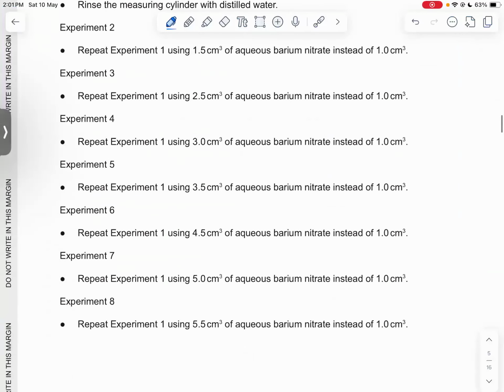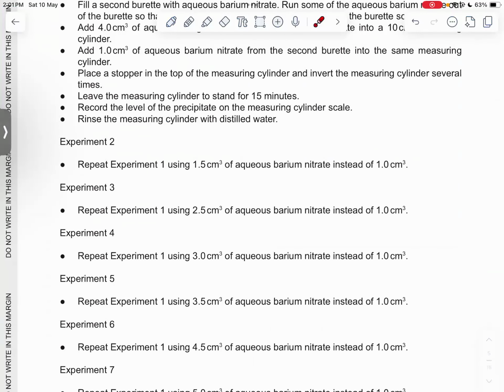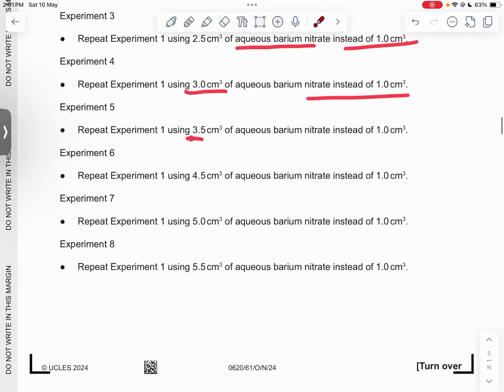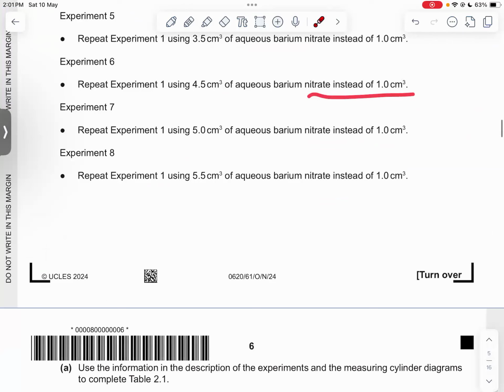Okay. Now in experiment three, they use 2.5 centimeter cube of barium nitrate instead of one. In experiment 4, they use 3 centimeter cube of barium nitrate. In 5, they use 3.5. In experiment 6, they use 4.5. In experiment 7, they used 5.0. And in experiment 8, they use 5.5 centimeter cube.